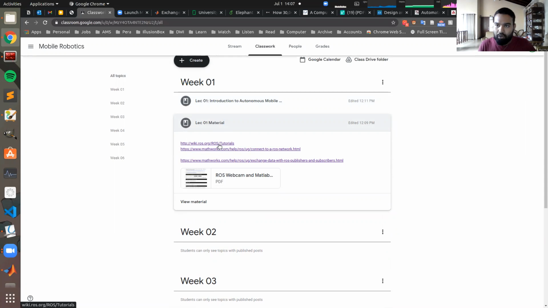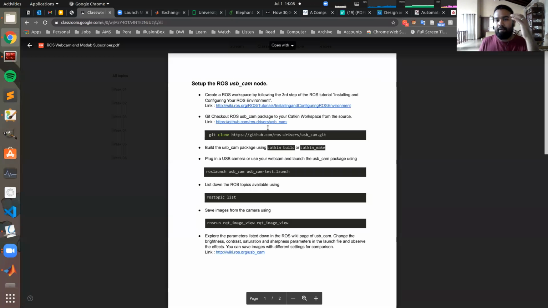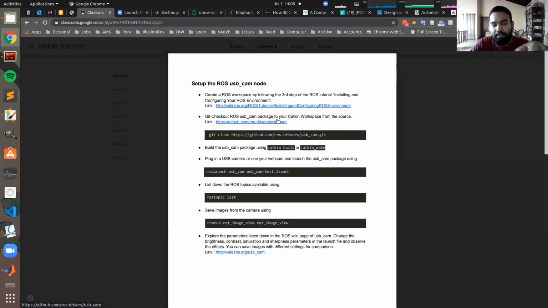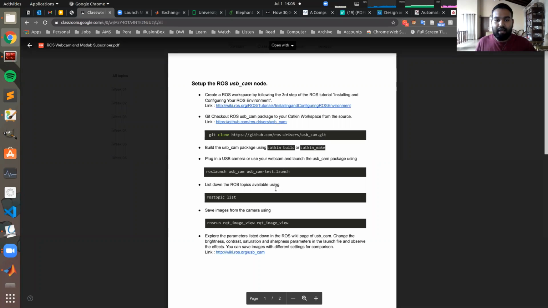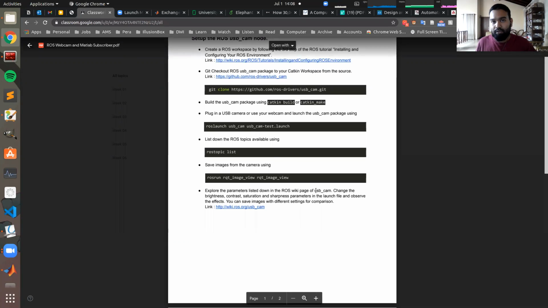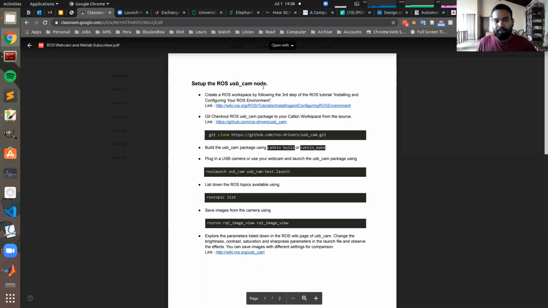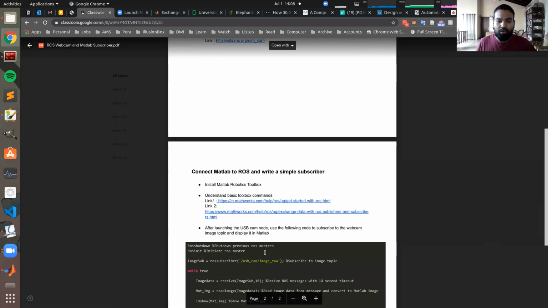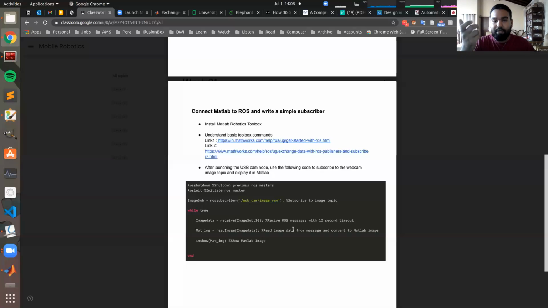So for example, the ROS tutorials, the MATLAB code for ROS, plus I put this PDF here that covers what I did last time, right? So last time I gave everyone an introduction to the concepts of ROS, and then I also did a simple example where we downloaded some code from GitHub, USB camera code, and then we built it, and then we tried to access the information coming from a USB camera, right? So all that information is here. So you can set it up by yourself. Also, the code that I used to connect it to MATLAB and write a simple subscriber, that's here as well.